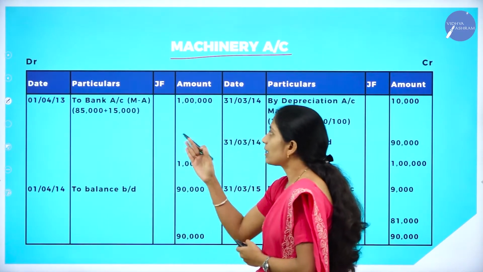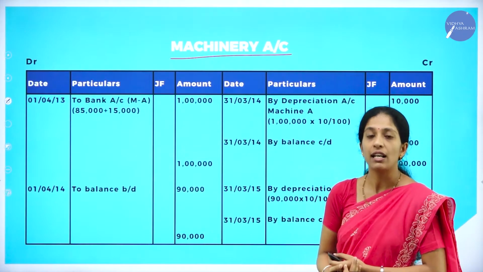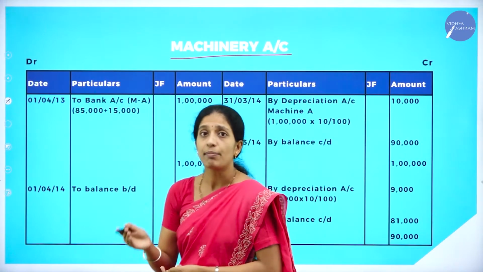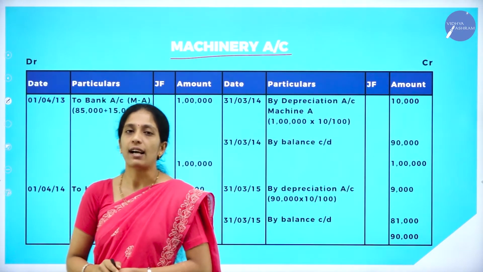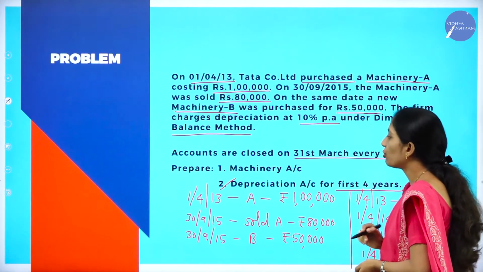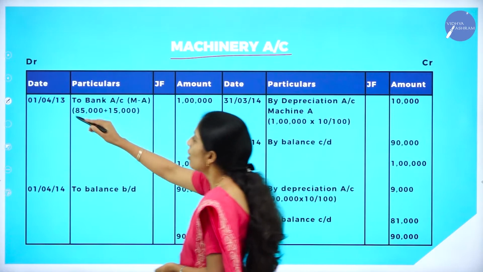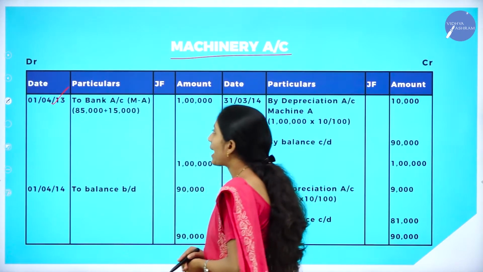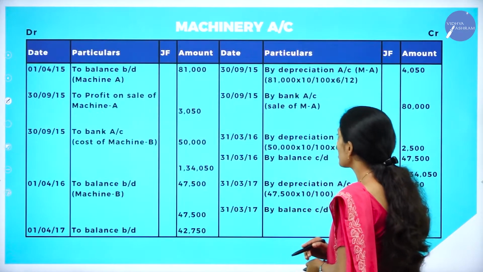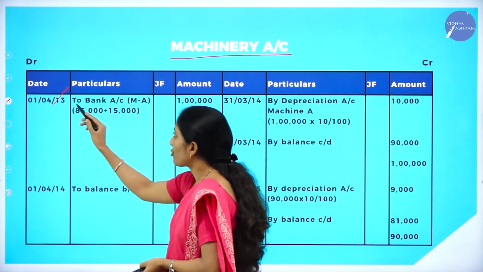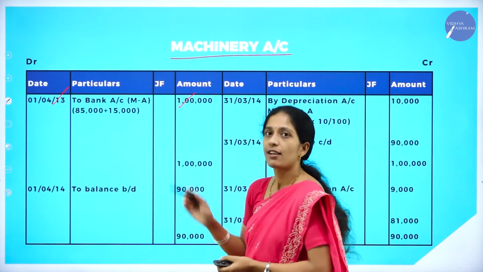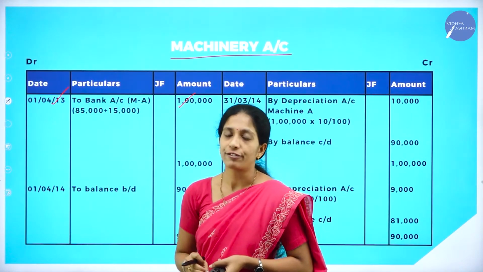So first, when did they purchase the machine? Now, what is the entry for purchasing of machine? Your entry will be machinery account debit to bank account. So when did they purchase? See the date. They purchased on 1/4/2013. So how to record? 1/4/2013 to bank account. What is the value? 85,000 plus 15,000, that is 1 lakh. So 1/4/2013 to bank account, that is of machine A, 1 lakh. So this is for the purchase of the machine.